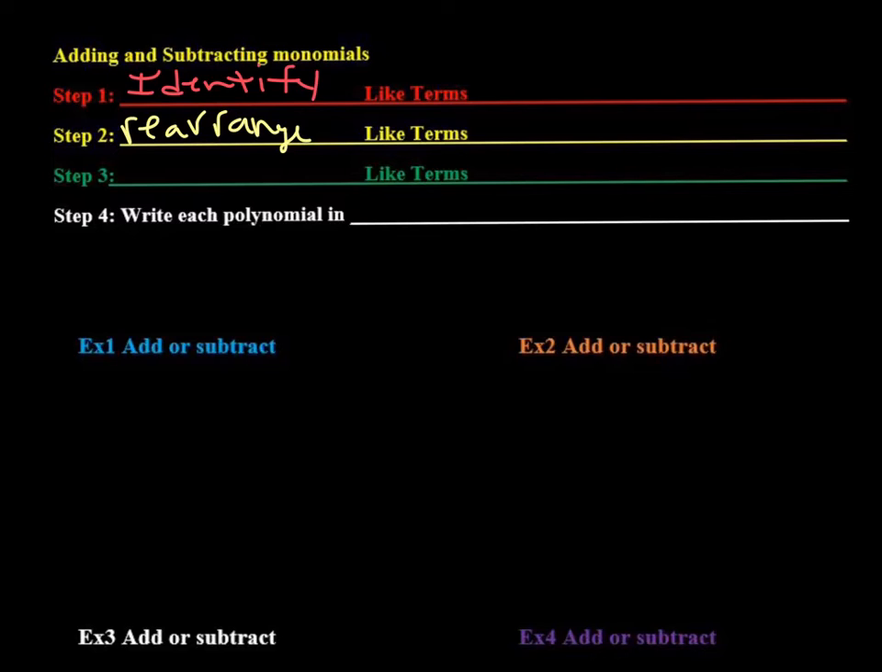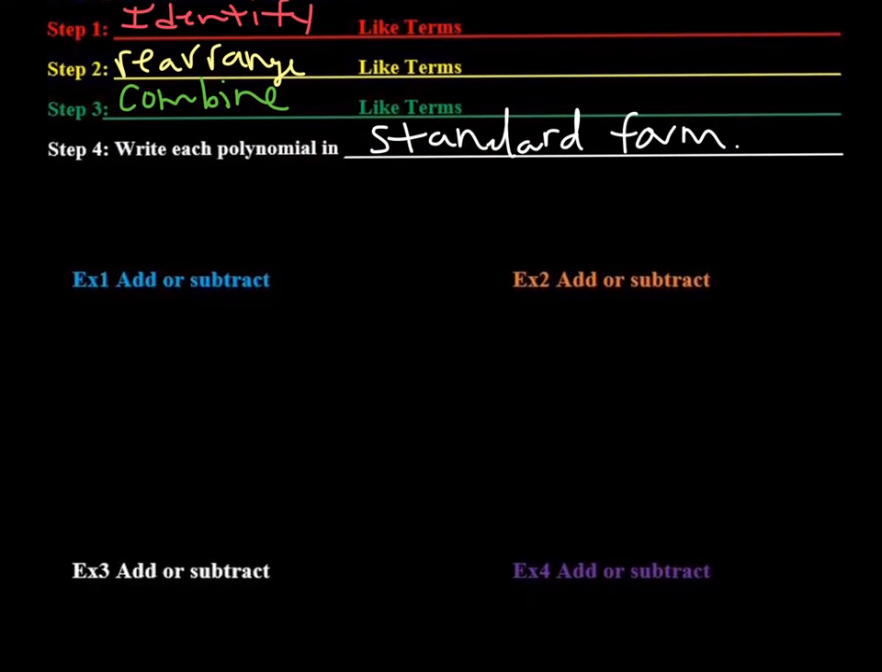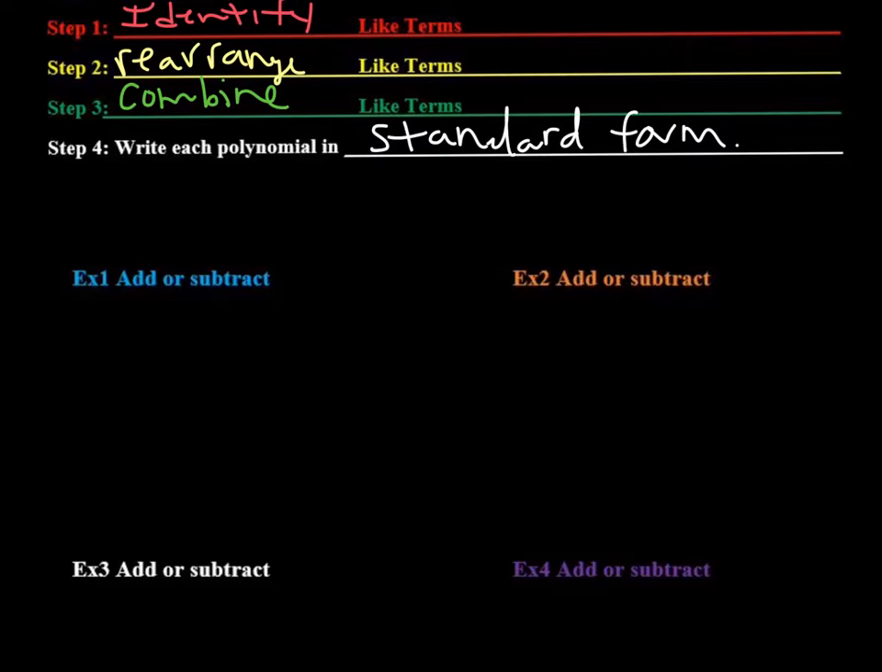Step 3, combine like terms. So after you identify, after you rearrange, combine them together. And then lastly, the last step, write each polynomial in standard form. Alright, so let's try a few examples out. So I'll do the first one, have you guys try the second one, I'll do the third one, and have you try to do the fourth one.